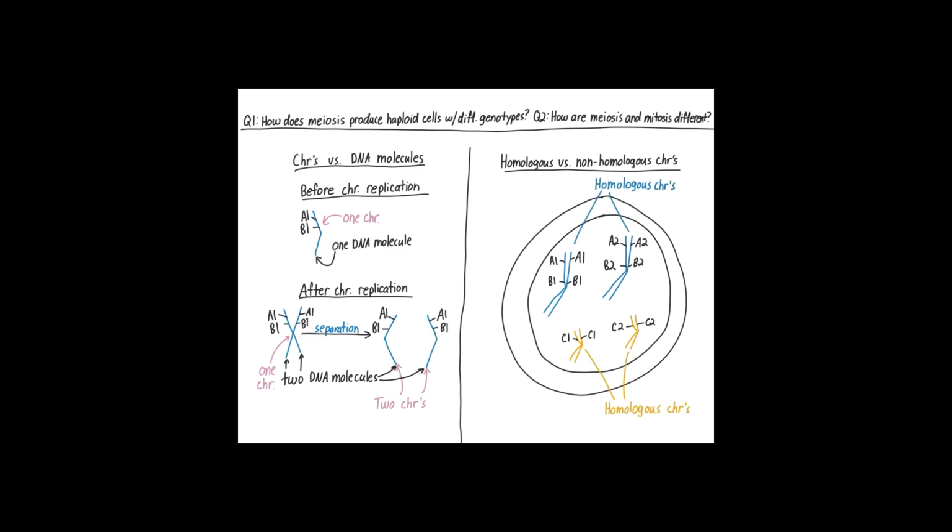Homologous chromosomes are those of the same chromosome type, and they have the same genes. Chromosomes of different types that have different genes are non-homologous chromosomes.